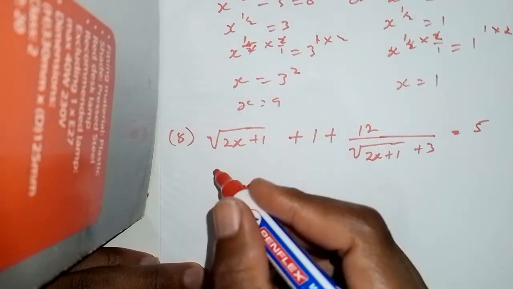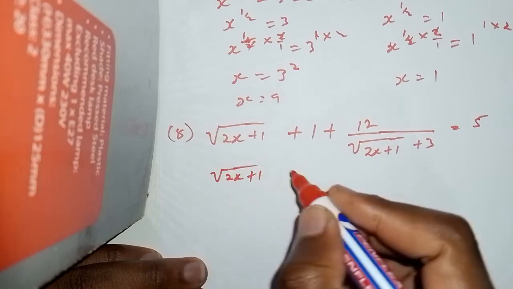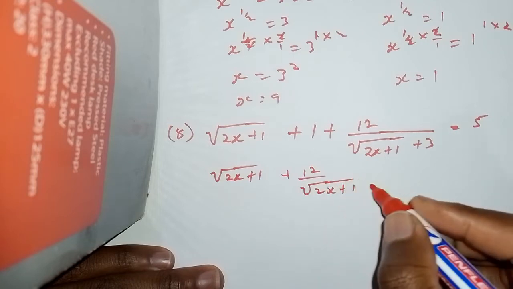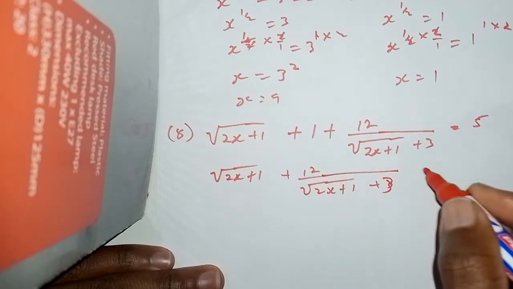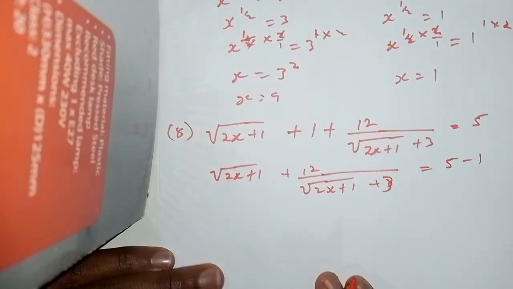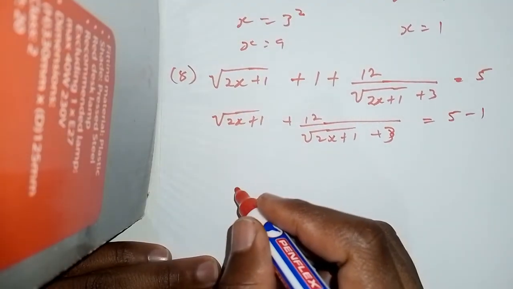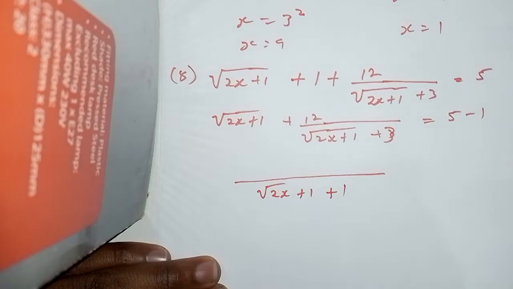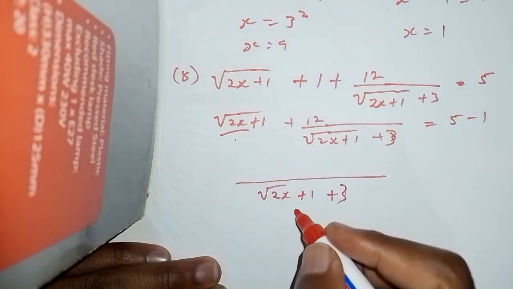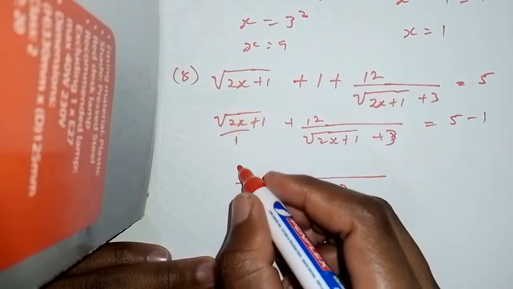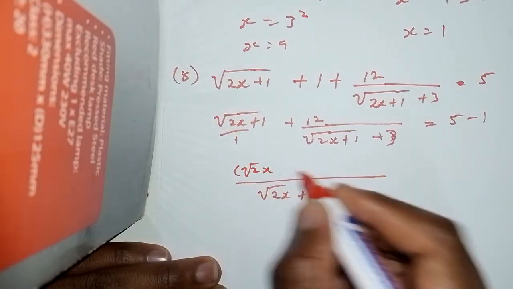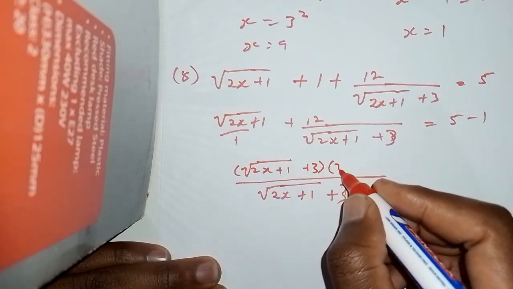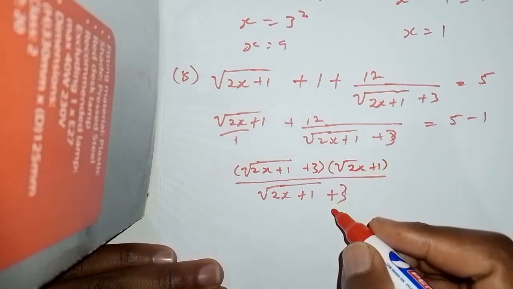Let me just take this to the other side and have square root of 2x plus 1 plus 12 over square root of 2x plus 1 plus 3 is equal to 5 minus 1, which will give me 4. Right? Now, lowest common multiple. I'll have root of 2x plus 1 plus 3. Then this and this is over 1. This and this is going to be root 2x plus 1 plus 3 into root 2x plus 1, right?